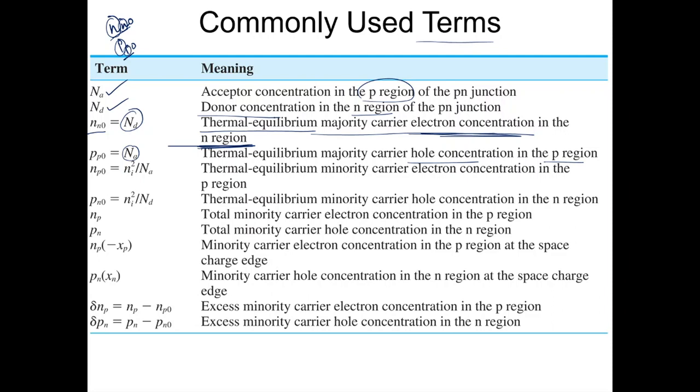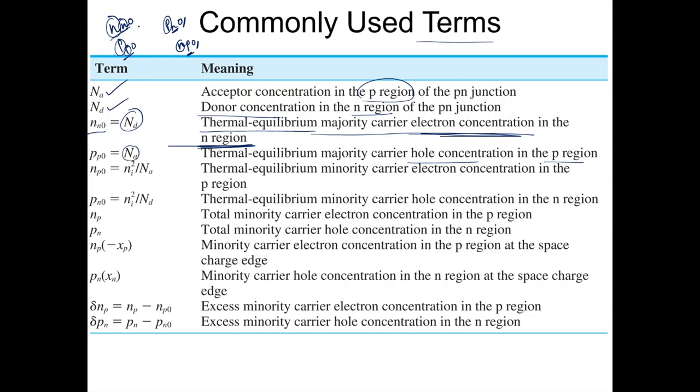Now if it is minority carrier concentration, then what we will write? We will write electrons in P in thermal equilibrium and holes in N in thermal equilibrium. So holes in N are minority carriers, electrons in P are minority carriers. The subscript 0 will always be used for thermal equilibrium situation. So let's see what that is.